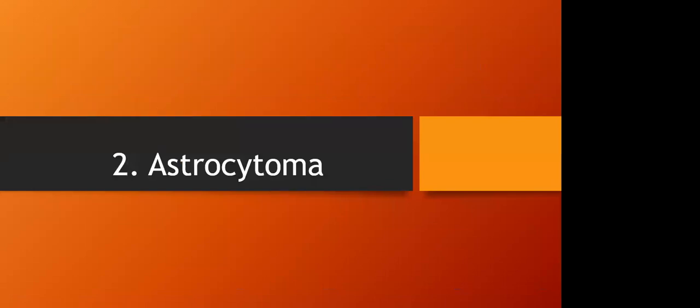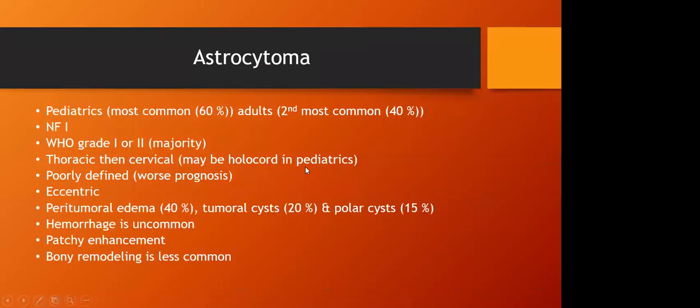The second most common intramedullary tumor is the astrocytoma. Astrocytoma represents the most common type in pediatrics and the second most common type in adults after the ependymoma. It could be multiple and associated with neurofibromatosis type 1. Generally, it's WHO grade 1 or 2 in the majority of the tumor.